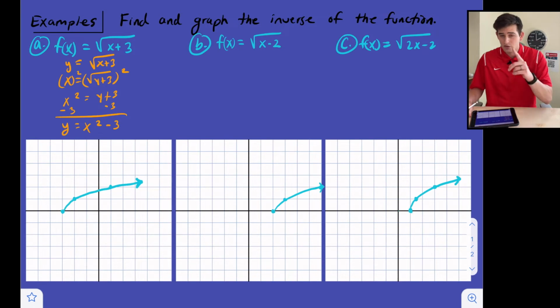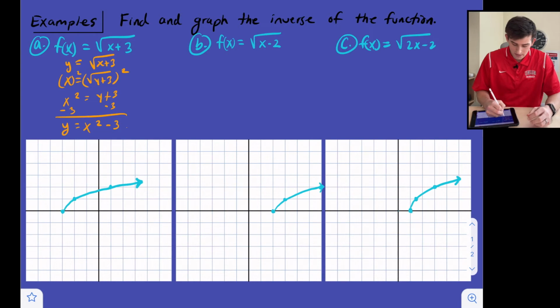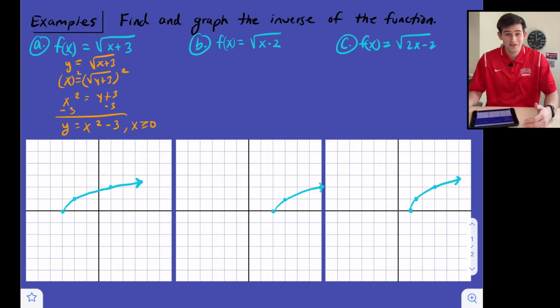It's going to look like a U. However, our original square root function, the range was only values greater than or equal to 0. So that means our domain here is going to be only values greater than or equal to 0, which means it's only the right side of our x-axis, or the right side of our parabola.